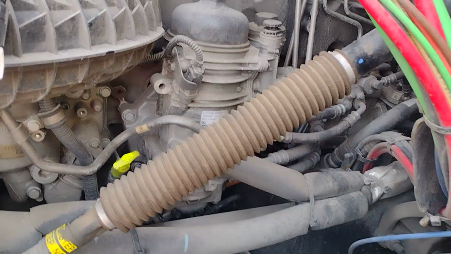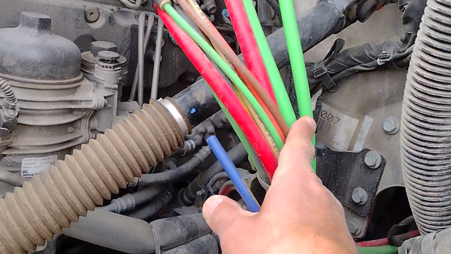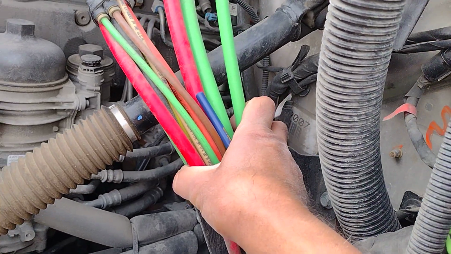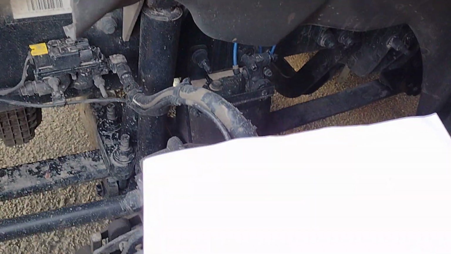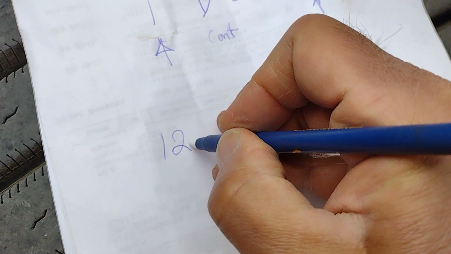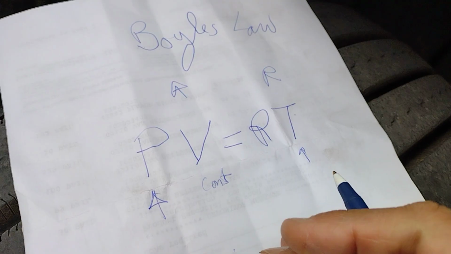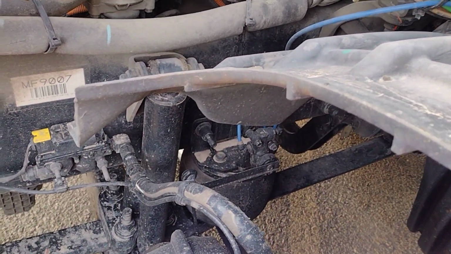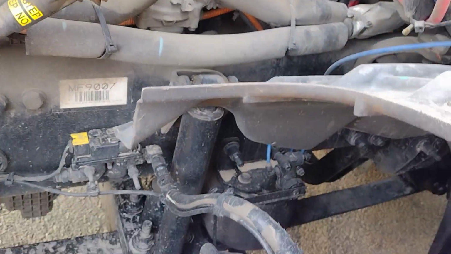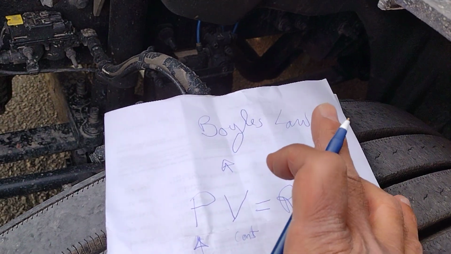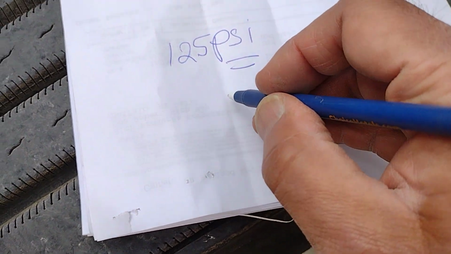Why are you compressing air? Because you use that for the braking system. All these lines have compressed air at 125 psi. That is the pressure here, 125 psi. Psi means pound per square inch. Why do you increase the pressure by compressor and governor? Because you use the same law in a different format. The format is called Pascal's law.